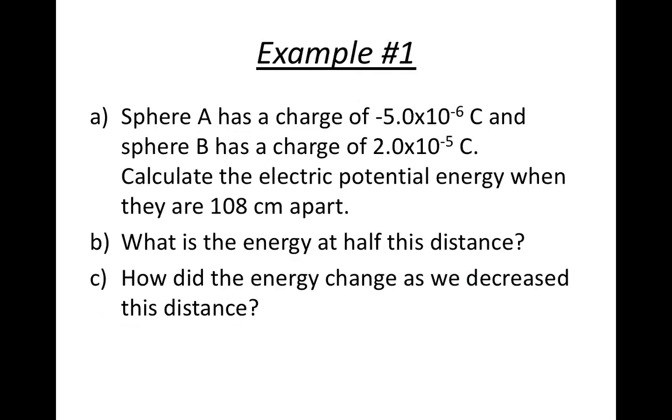So let's try an example. Sphere A has a charge of minus 5 times 10 to the minus 6 coulombs, and sphere B has a charge of 2 times 10 to the minus 5 coulombs. Calculate the electric potential energy when they are 108 centimeters apart.